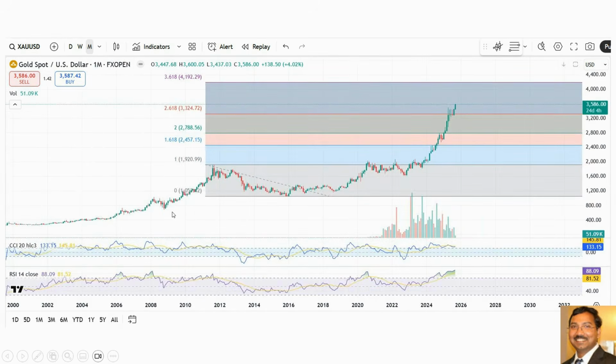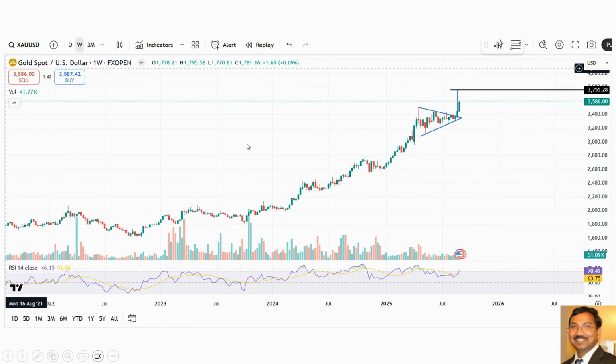And this is the monthly chart, with a Fibonacci level drawn from the 2012 high of 1920 to the low of 1054. The Fibonacci level 2.618 is 3324. Recently we hit that price, and after that, for a couple of months, the price went sideways. And right now we crossed above that and we are about 3586. If the price stays above 3300, I'm bullish on this gold price, and it can hit the 4192 levels.